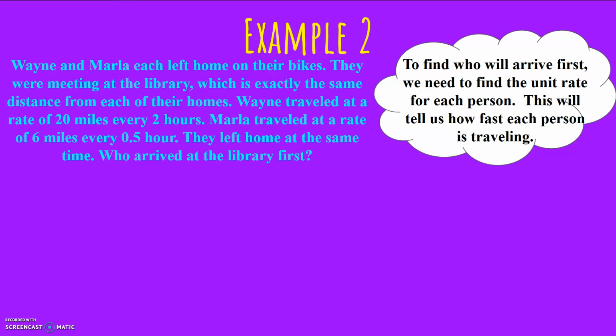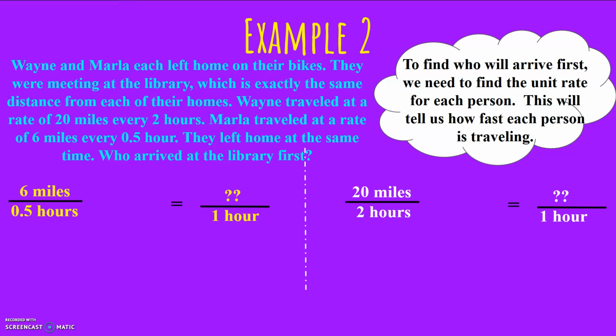Well, to find who will arrive first, we need to find the unit rate for each person. This will tell us how fast each person is traveling. So let's look at Wayne and Marla. We've got Marla on the left and Wayne on the right. So we've got 6 miles for every 0.5 hours on Marla's side and 20 miles for every 2 hours on Wayne's side. We need to find the unit rates.